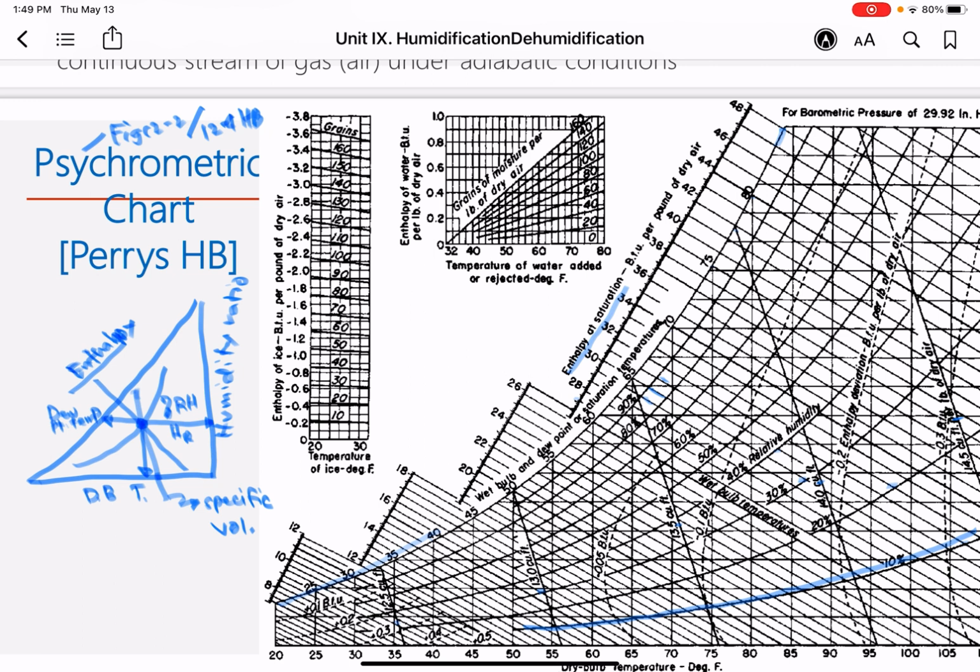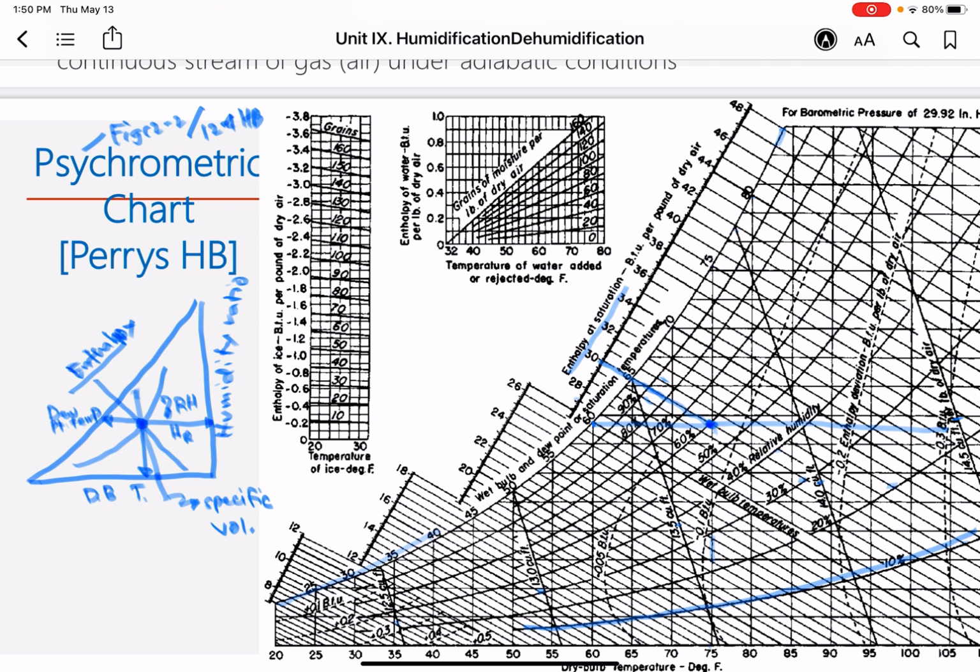Okay? So for example, if I would choose 75 degrees Fahrenheit dry bulb temperature and at 60% relative humidity, I could get that point. That's the point here. If I project it to this side, I will get its humidity ratio, or the amount of moisture per kilogram dry air. Now, if I would want to get its dew point, ito yung dew point niya. It's around 60.